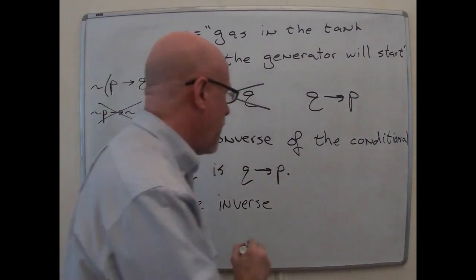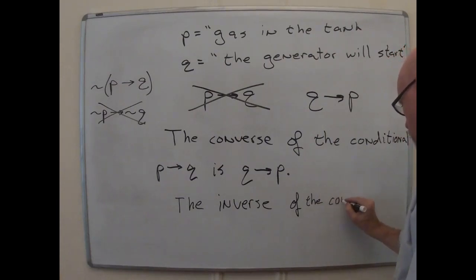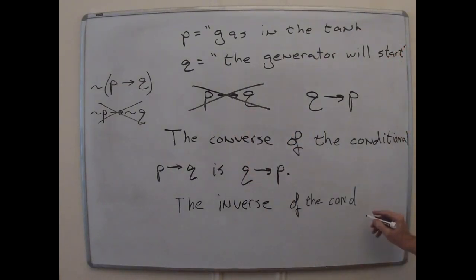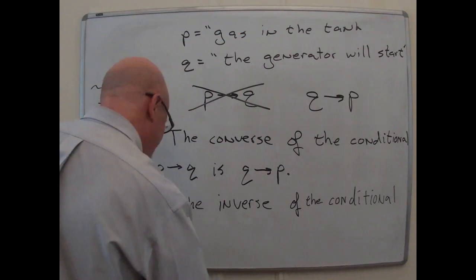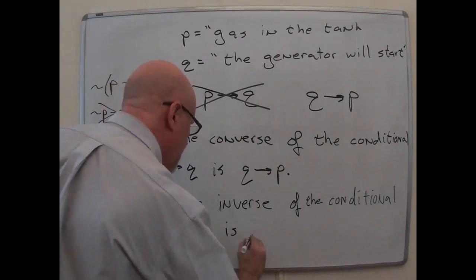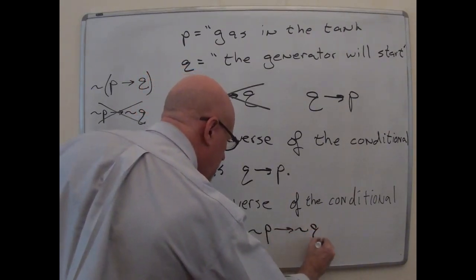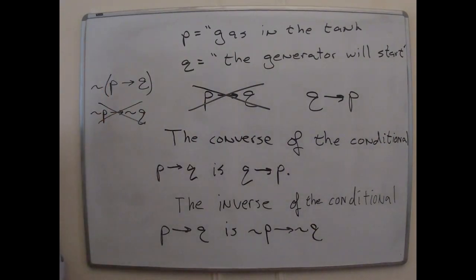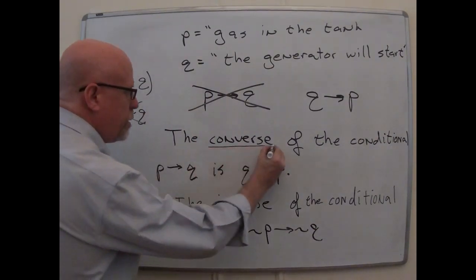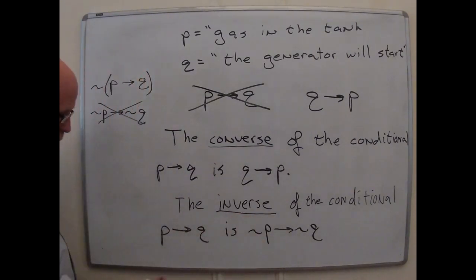So we name that one too. The inverse of the conditional P implies Q is what I just said: not P implies not Q. Let me see if my writing can catch up with my mouth now. Not P implies not Q. So converse, flip the order around. Inverse, put nots on the two parts of it, but leave the order fixed.